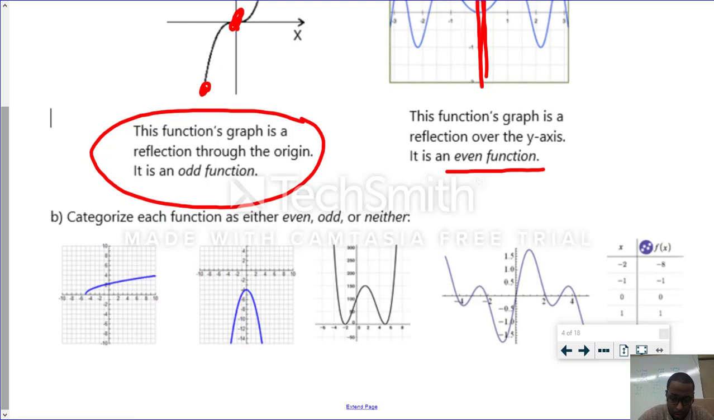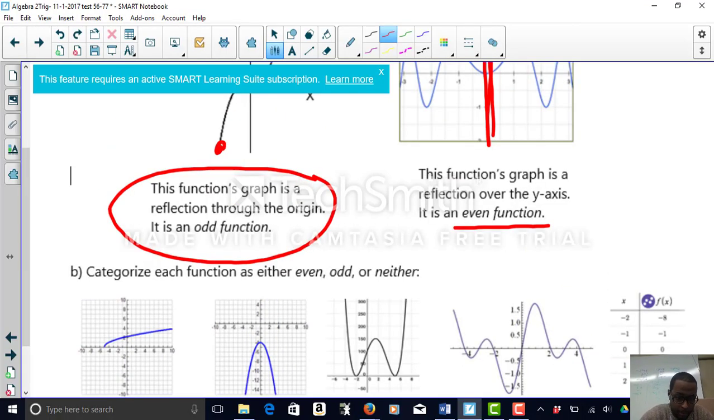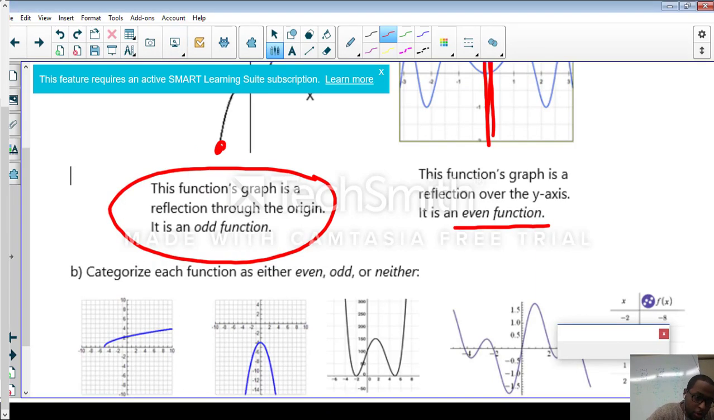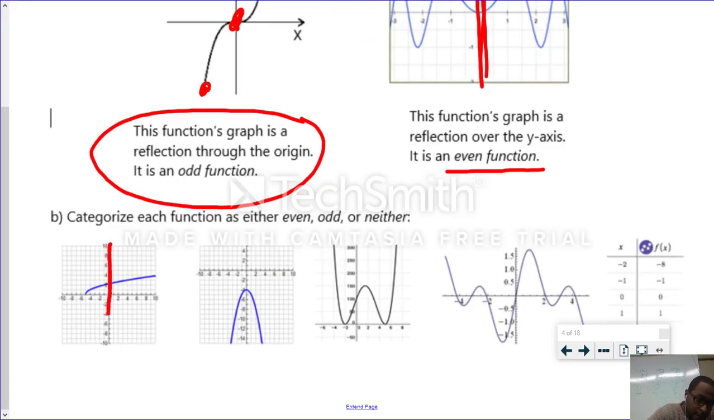So let's take a look. This one, I'm going to draw my first step for this question, I'm going to draw a line. I'm going to say, does that reflect over that line? I'm looking at it, it does not reflect, so it's not an even function. Okay. Now I'm going to look at the origin. Does it reflect over the origin? Origin is right in the middle. It doesn't, so in this case, this is neither.